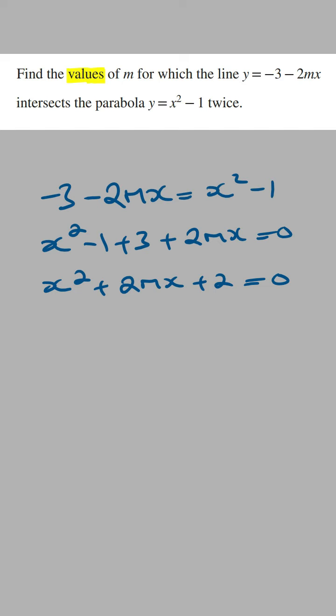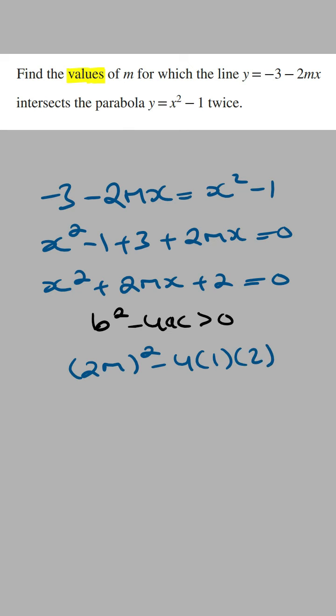For a quadratic to have two solutions, its discriminant, b squared minus 4ac, has to be larger than 0. The value of b is equal to the coefficient of the x term, and so this is going to be 2m all squared, and then minus 4 times a, which is the coefficient of the x squared term, which is 1, and c is the constant, and so this is going to be 2, and this has to be larger than 0. And so this is going to be 4m squared minus 8 has to be larger than 0.